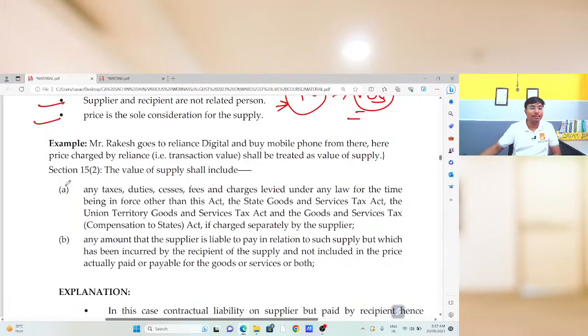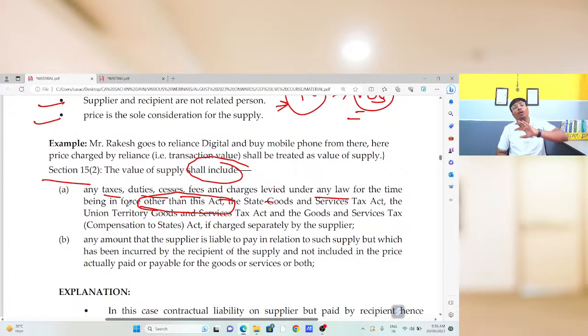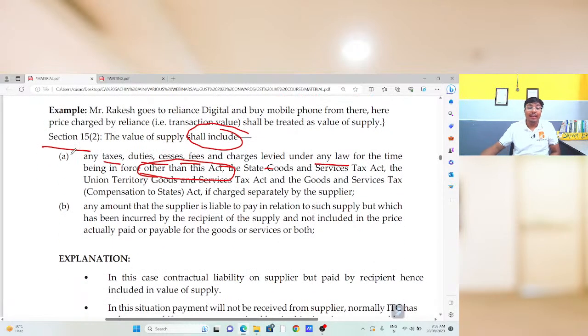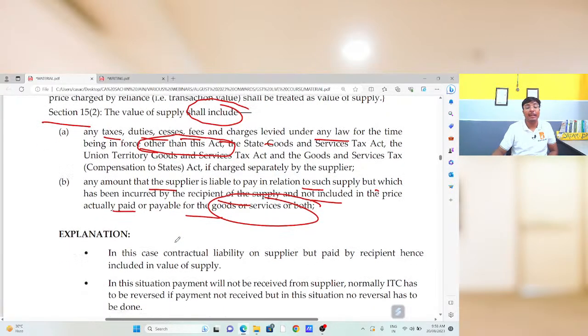Now, section 15, subsection 2 says the value of supply shall include any taxes, duties, cesses, fees and charges levied under any law for the time being in force other than this Act. This Act means the GST Act. All the taxes and cess charged under GST will not form part of your transaction value. But other than this Act, all the other taxes, cesses and fees will be part of your value of supply. Also, any amount that the supplier is liable to pay in relation to such supply but which has been incurred by the recipient of supply and not included in the price actually paid or payable for the goods or services will also be part of the value of supply, and we need to add the same.